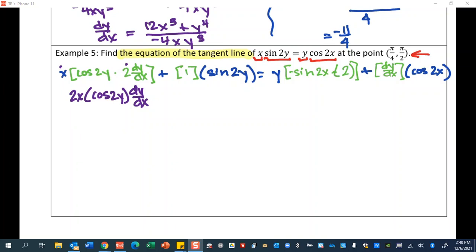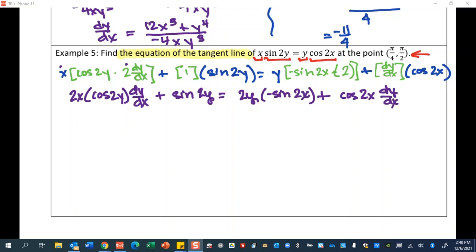All right, and then this is going to be plus the sine of 2y is equal to, I'm bringing that 2 out and buddying him up with the y, and then this is still the opposite of the sine of 2x, plus, and then I'm going to talk about the cosine of 2x, but then here's my dy/dx. I'm going to go get my highlighter because this guy's got to get with this guy.